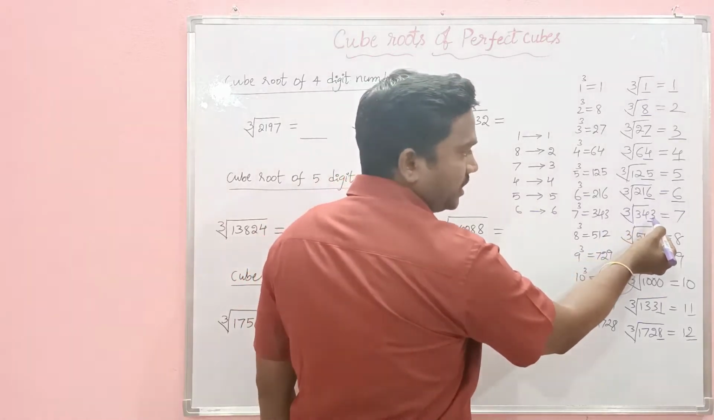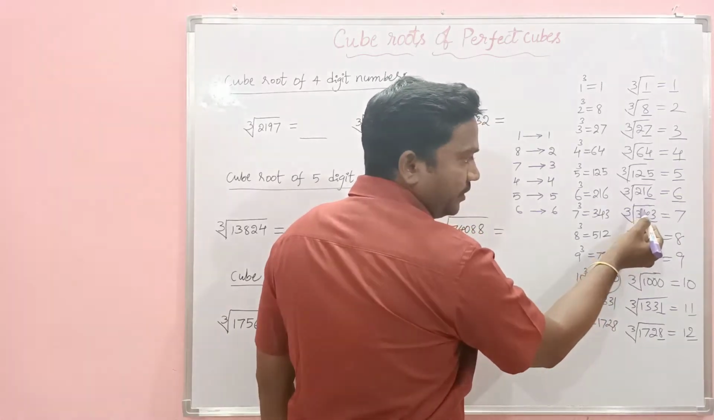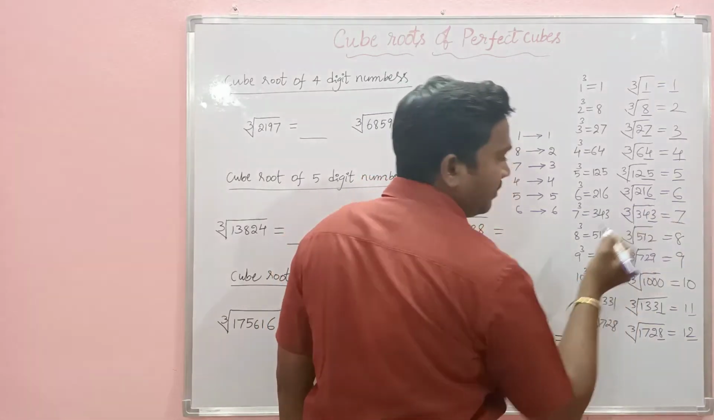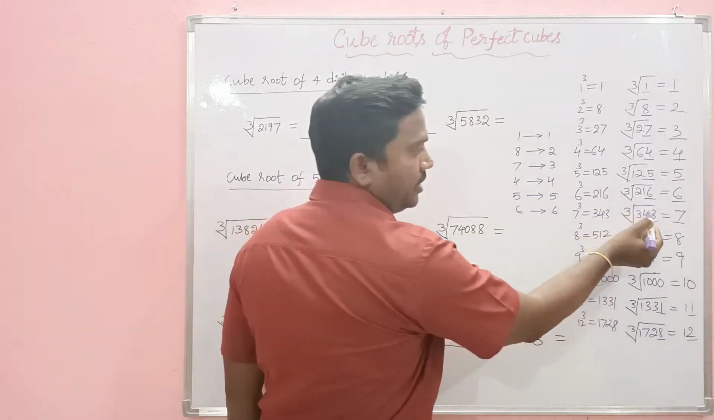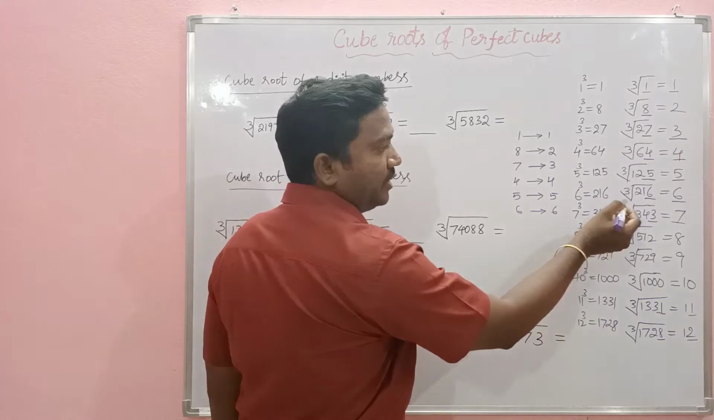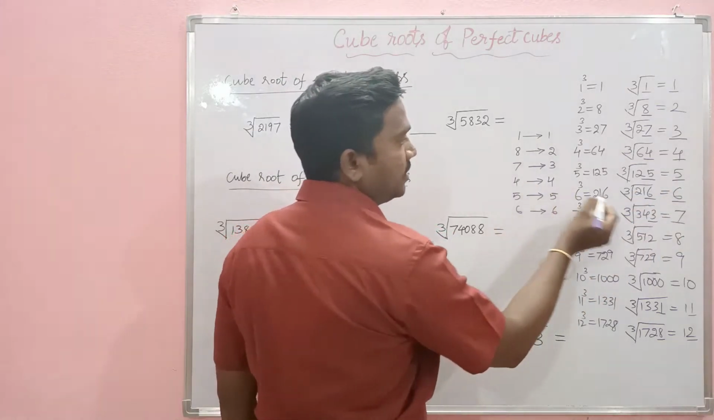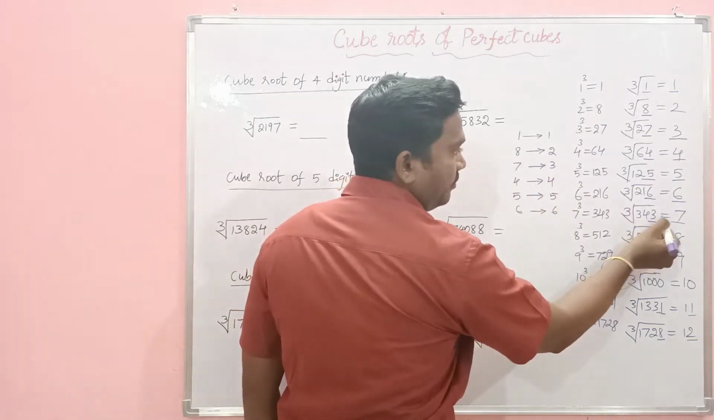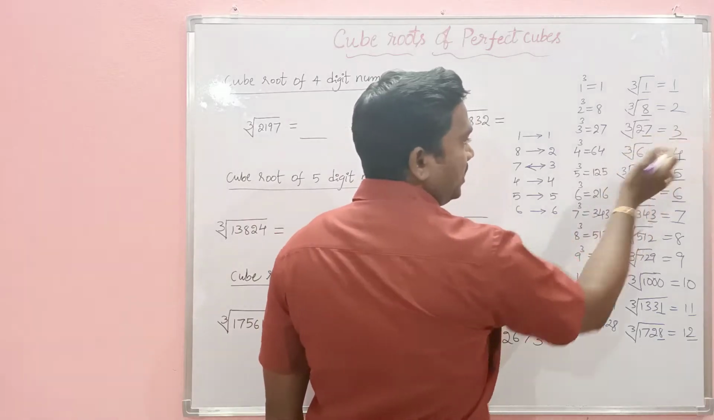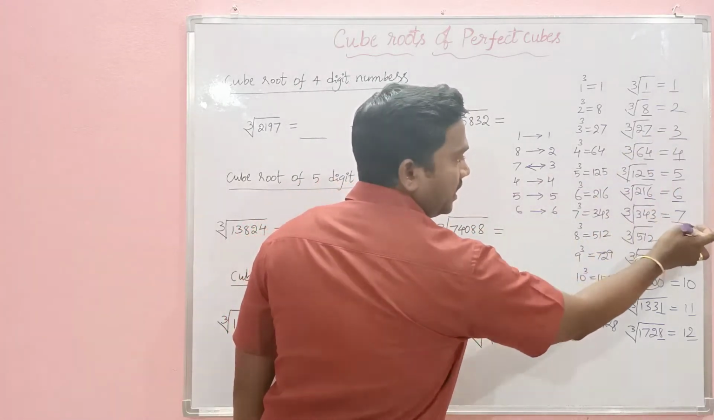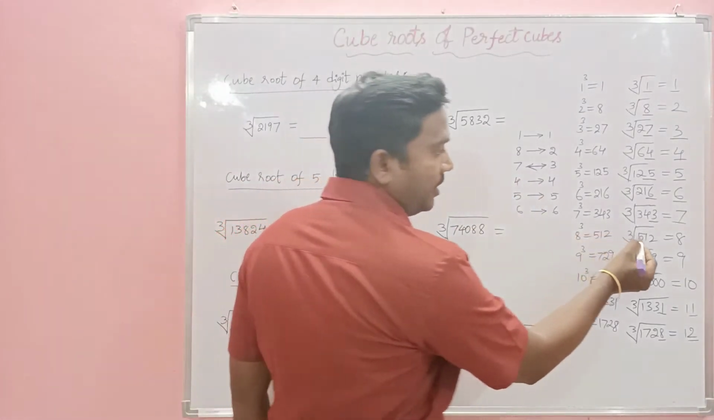343 ends with the units digit 3, then the cube root of 343 is nothing but 7. So if the given number has 3 in its units place, then the cube root of that number ends with the digit 7 in its units place. So for 3 we can get 7, and for 7 we can get 3. So it works both ways.